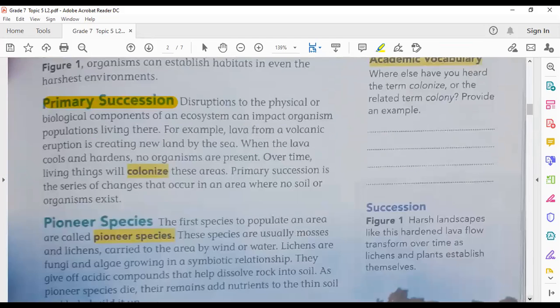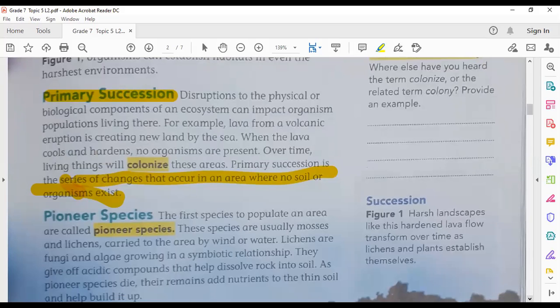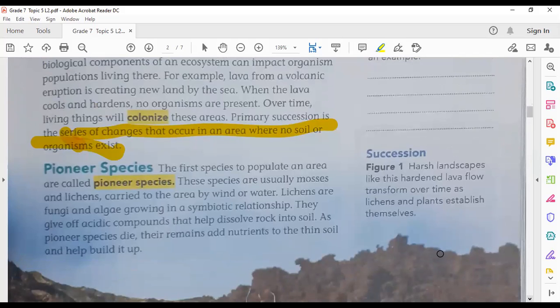Primary succession is a series of changes that occur in an area where no soil or organism exists. So in a primary succession, we start with an area with no organisms, with no soil. Then organisms start to colonize this area. The first organisms that colonize the area are called pioneer species. Pioneer species are mainly lichens.